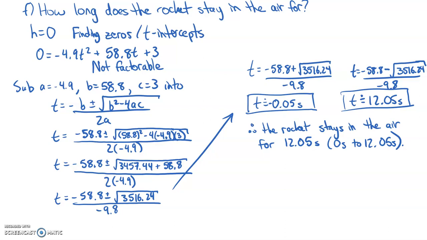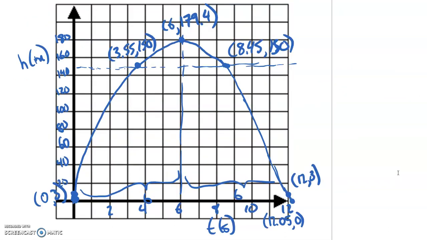And so the question asked how long the rocket was in the air for. Since it starts at 0 seconds, it's going to hit the ground at 12.05 seconds, therefore it must be in the air for 12.05 seconds. So let's add that to the graph and finish that graph off. Now if you look at the graph, I've added this 12.05 and 0 point. I have not added the other 0, and the reason I haven't added that other 0 is because it starts at time equals 0.